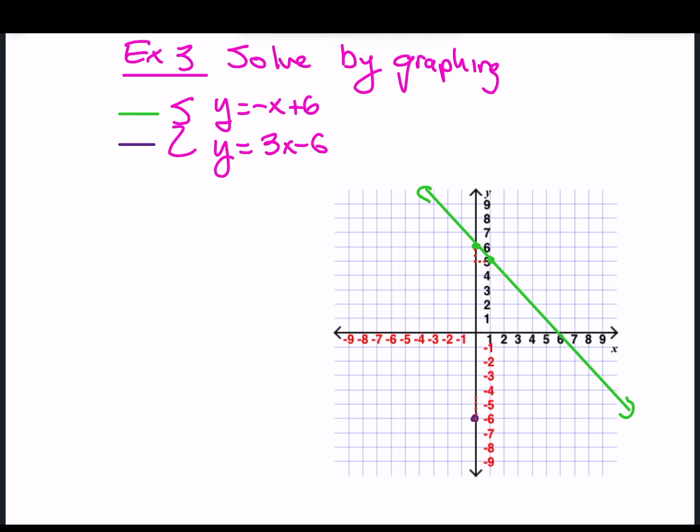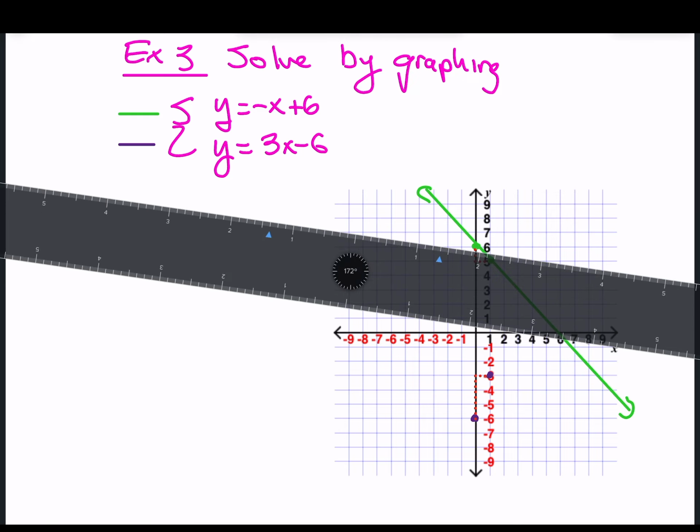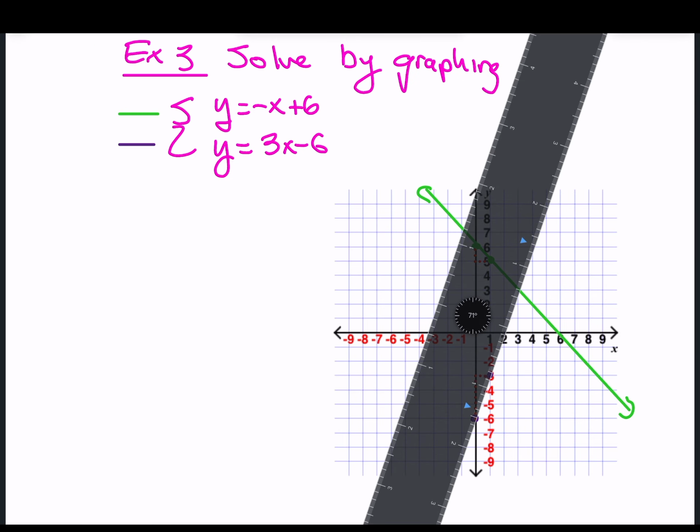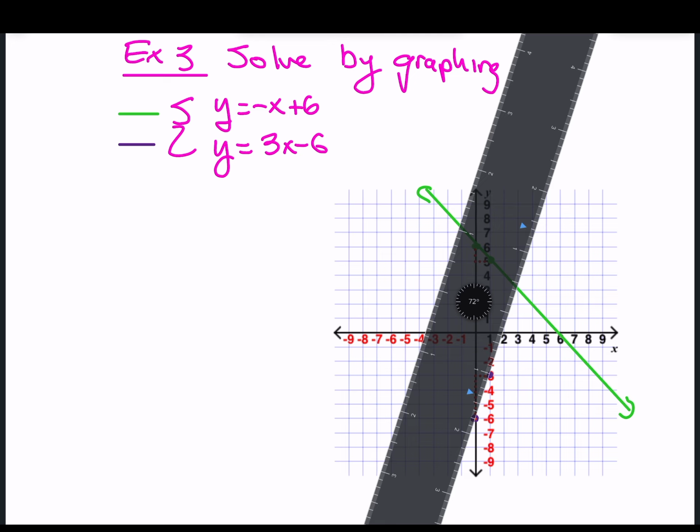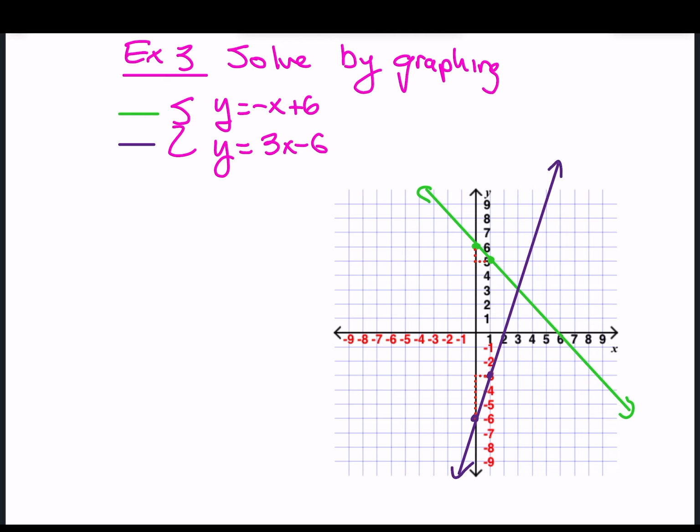And so our rise is 3, 1, 2, 3, and our run is 1. And so we can give our second point right there. And now we can use the straight edge and go through those points. And let's see if we can draw a straight line through there. Now, do we have a solution? Well, our graphs cross there at the point 3, 3. So that is our solution.